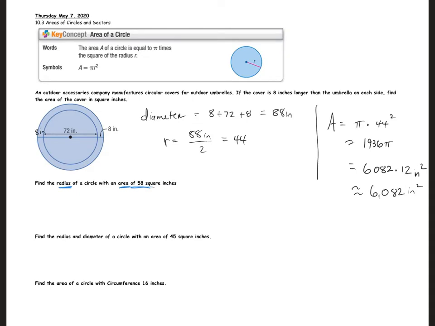Example number 2, it says to find the radius of a circle with an area of 58 inches squared. So that means area is pi times radius squared. So 58 is equal to pi times radius squared. So I get 58 divided by pi is equal to r squared. So r would be equal to the square root of 58 divided by pi. And if I take 58 divided by pi and the square root, I get about 4.3 inches.